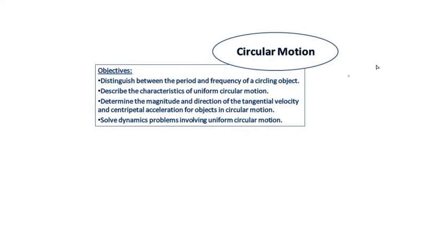Our lesson today is about circular motion. Firstly, we will differentiate between period and frequency, and we will learn how to determine each of them. Then we will describe the characteristics of an object moving in a circle. Then we will learn how to determine the magnitude and direction of the tangential velocity and the centripetal acceleration for an object in circular motion. And finally, we will solve dynamics problems involving uniform circular motion and non-uniform circular motion.